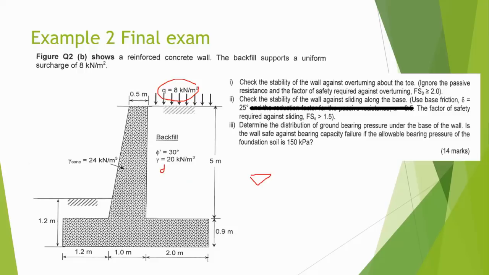Check the stability of the wall against overturning. It says ignore the passive, so you do not need to calculate the passive part. It says ignore. Okay. Then the second question: check stability against sliding. Okay. So it gives the base friction as 2.25 and the FOS must be more than 1.5. The overturning must be more than 2. Okay. And then you find the distribution of ground bearing pressure of the base. Then it says the allowable is not more than 150 kPa. This is 14 marks, very very important.